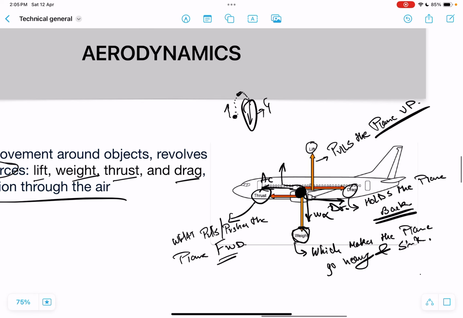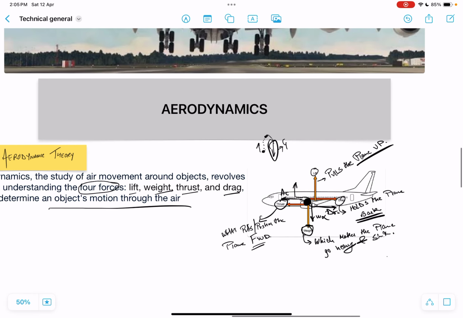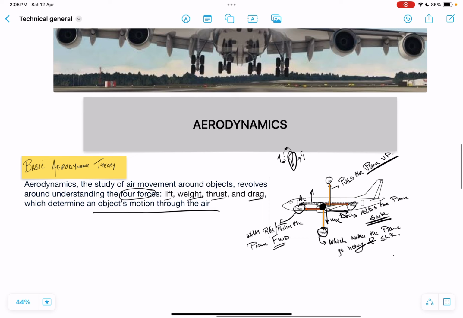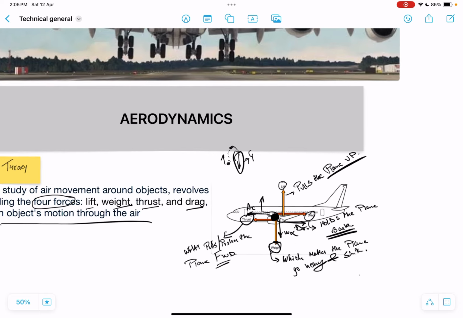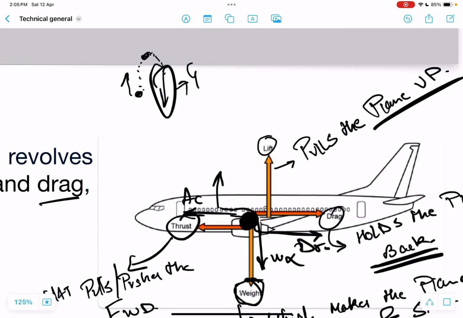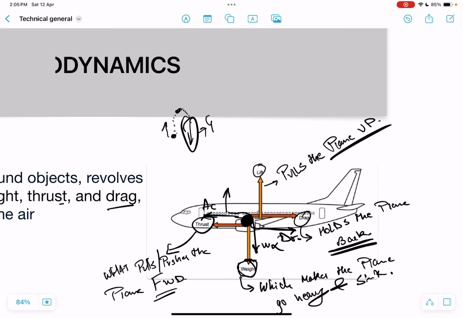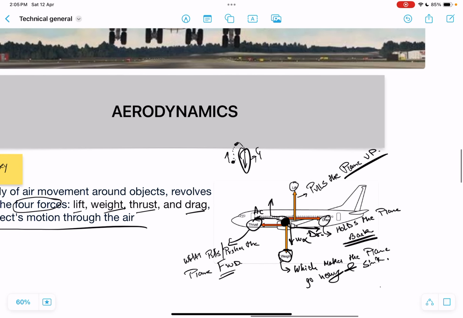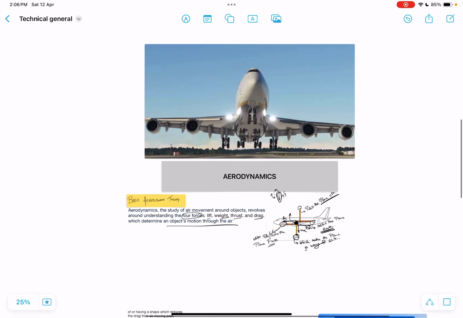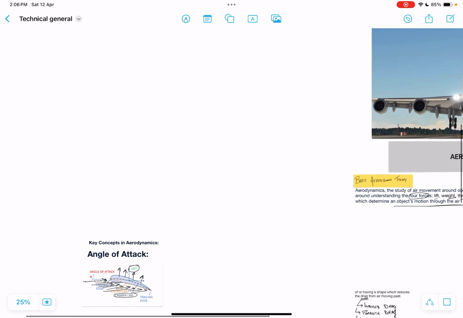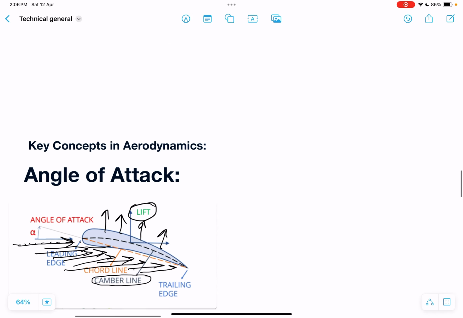Aerodynamics, basically what we are studying, is how the air works around the aircraft aerofoil. Now a lot of you might or might not know what an aerofoil is. In this section we will be studying about the wing, and the wing, or the structure of the aircraft, we call it an aerofoil. Now to understand aerodynamics in detail, we will be looking at the key components of aerodynamics.